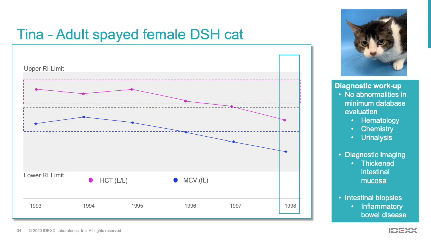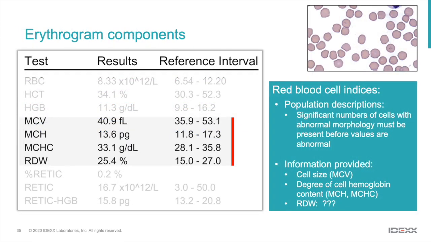Parameters that have a high index of individuality are very powerful to you. They improve your sensitivity if you have serial data in detecting disease way before they go outside of the reference interval limits. Okay, let's go back to the erythrogram and talk about red cell distribution width. This is a parameter that I think many people ignore completely. So let's discuss it a little further and tell you how to interpret it.